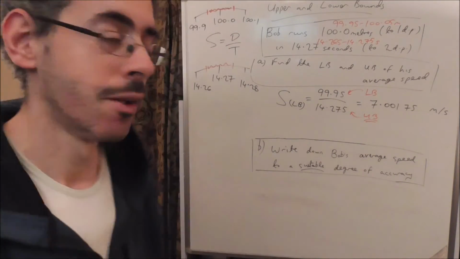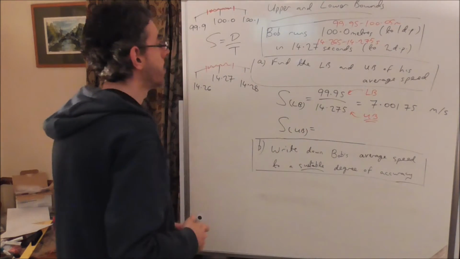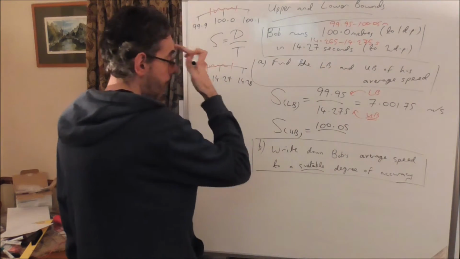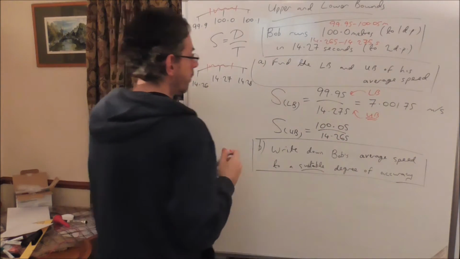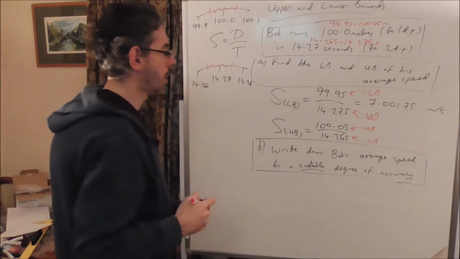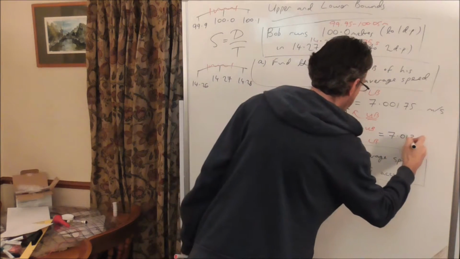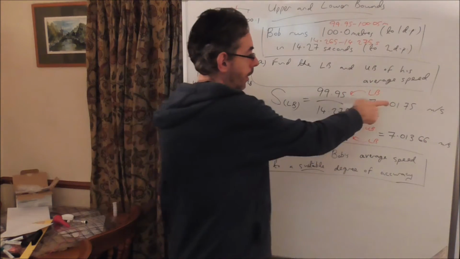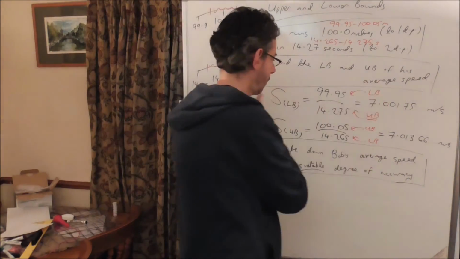Let's do the upper bound now. So to work that out, you just do the opposite. You choose the biggest distance, the longest distance, 100.05, divided by the quickest time, 14.265. So in other words, use the upper bound for the distance, but the lower bound for the time. And if you do that on the calculator, you get 7.01366 and so on metres per second. So those are the bounds. That's the lower bound, that's the upper bound, and Bob's average speed is somewhere in between, somewhere in that range.